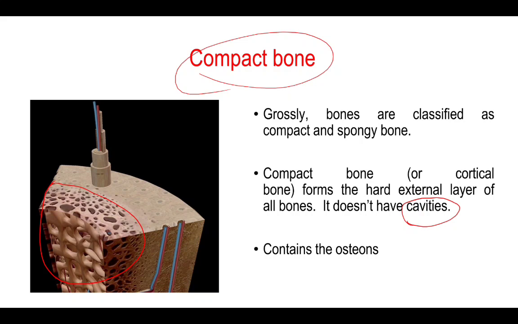And your compact bone is composed of or contains osteons. These round structures here, these are the osteons. Okay, so that is its component. So let's move on to the next slide.